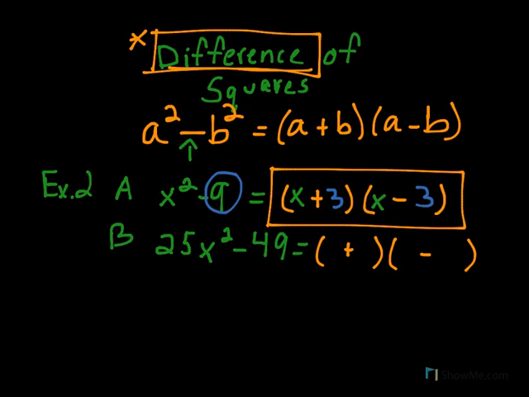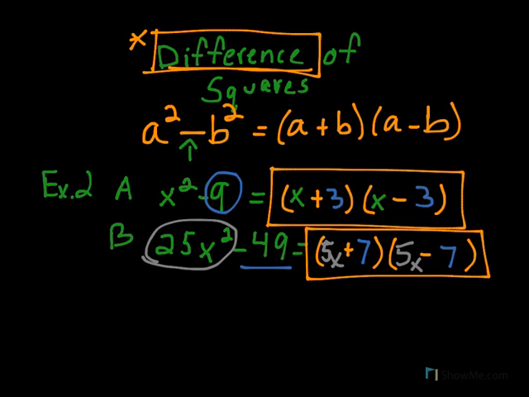What is the square root of the first term? The square root of 25x squared is 5x. I hope you agree, because the square root of 25 is 5 and the square root of x squared is x. So 5x, same thing on both. And then the square root of 49 is 7. So this is 7 and this is 7. Done. You see how fast that was?